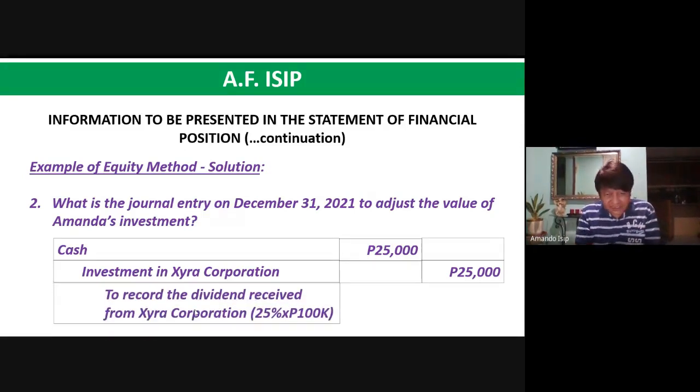And our explanation is to record the dividend received from Syrah Corporation, and that is 25% of 100,000 pesos. I think this is very clear to everybody. Under the equity method, we are following the principle in retained earnings. That is why it is called the equity method. We are following what is being done in the shareholders' equity.